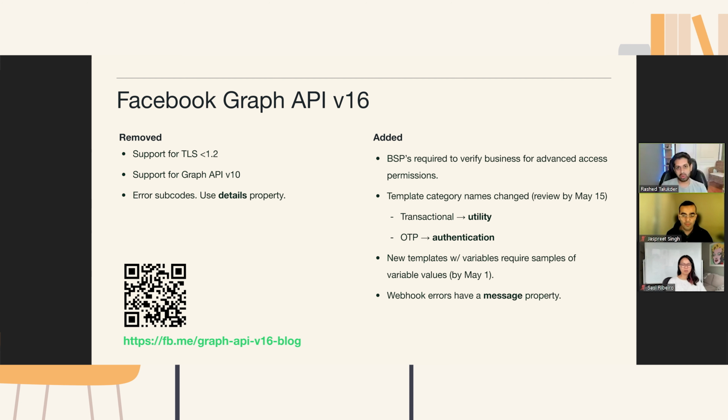There's a QR code on the bottom left side of your screen. You can scan that QR code or quickly type in the URL for the blog that talks about all the changes that we've made to the Graph API, specifically for WhatsApp as well. All right, so that's that.